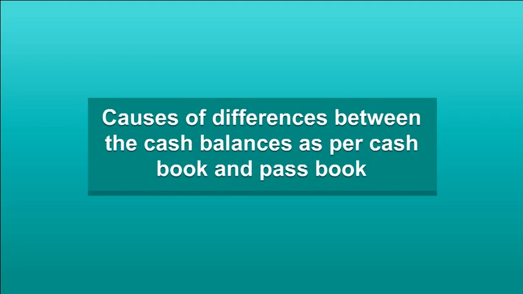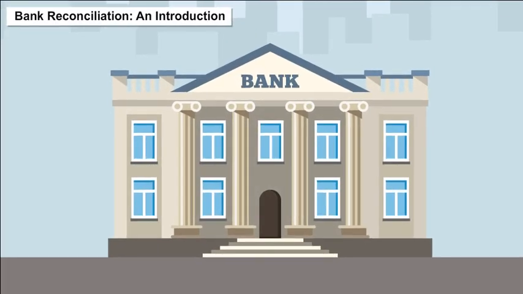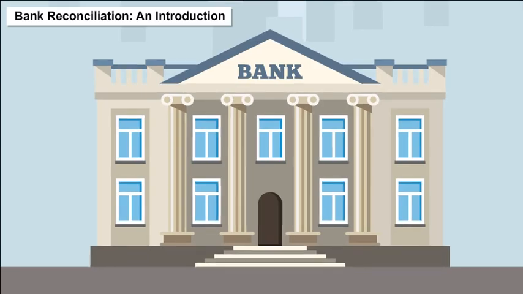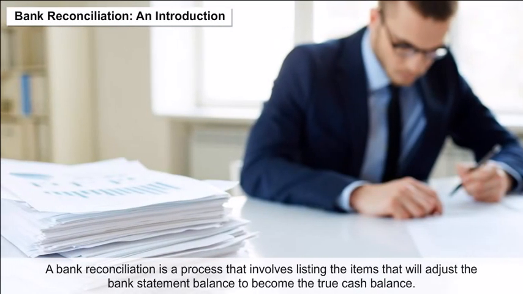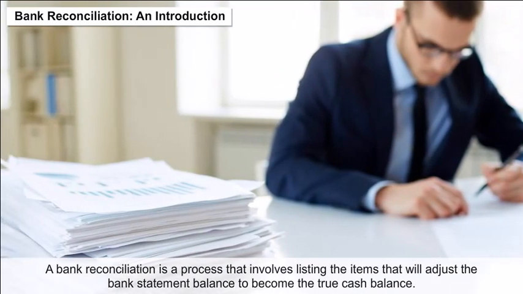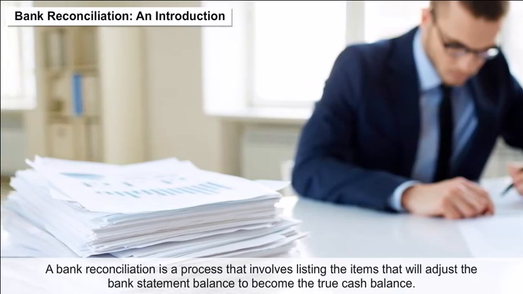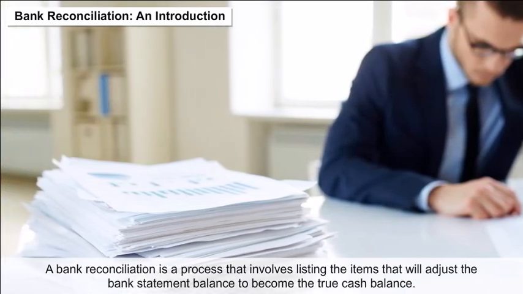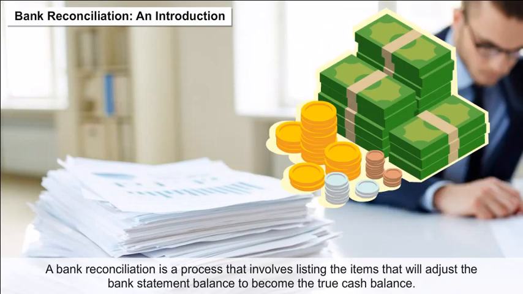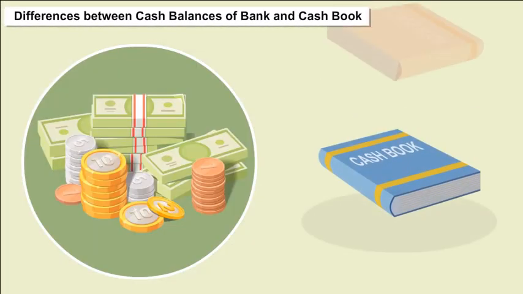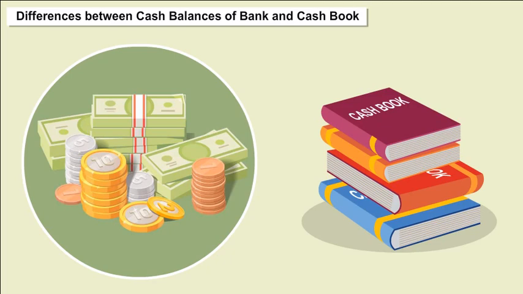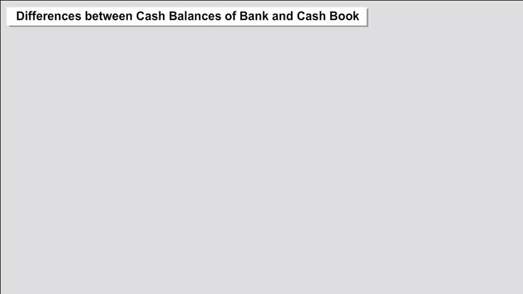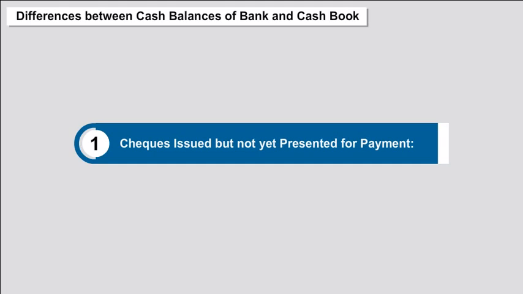Causes of differences between the cash balances as per cash book and passbook. Bank reconciliation, an introduction. A bank reconciliation is a process that involves listing the items that will adjust the bank statement balance to become the true cash balance. Differences between cash balances of bank and cash book. 1. Checks issued but not yet presented for payment.